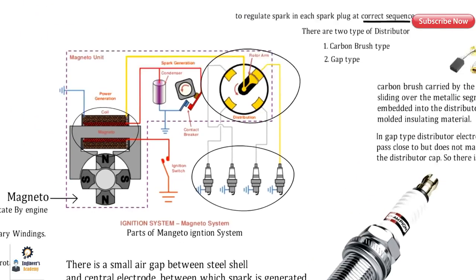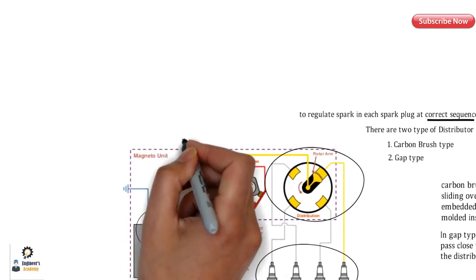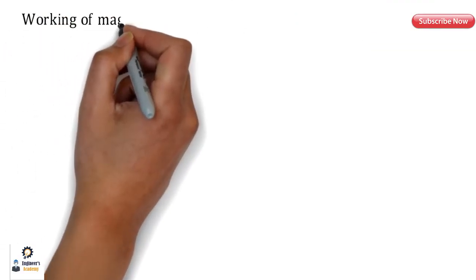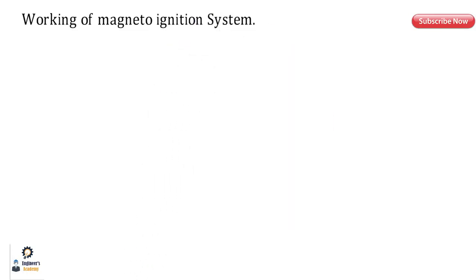So basically the next part in this magneto ignition system is the capacitor. We can also call it a condenser. So this has two metallic plates in the capacitor which do not make electric contact, and there is insulating material between them. So let's check out the working of the magneto ignition system basically.